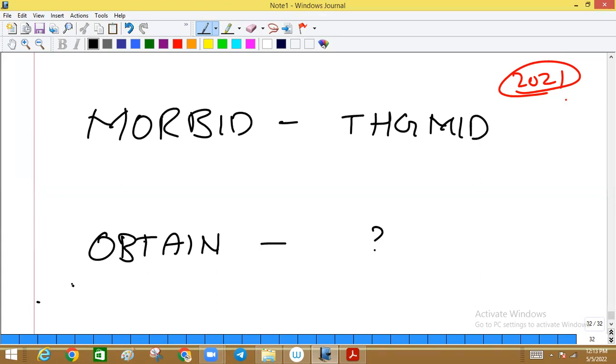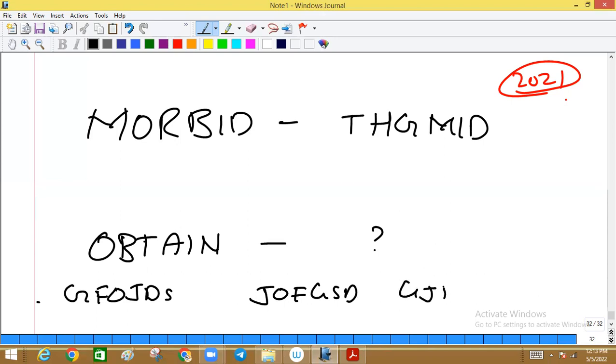Option A is GFO, JDS. Option B is JOF, GSD. Option C is GJF, OSD. Option D is JGO, FDS.